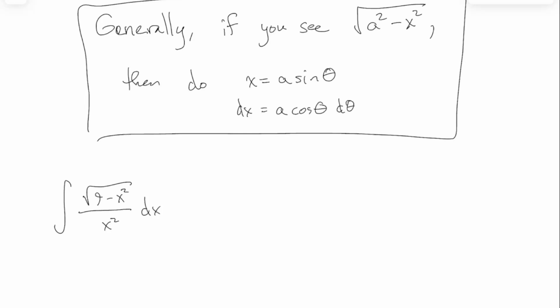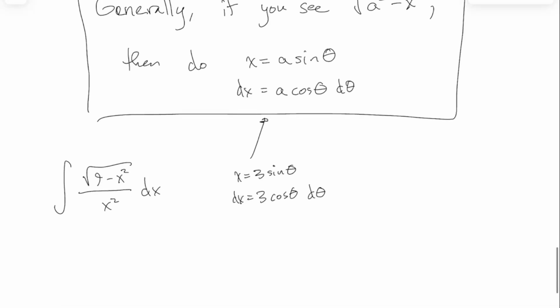3, yeah. I see 9 there. I want it to look like a squared, so I'm going to do this here. x equals 3 sine theta. dx equals 3 cosine theta d theta. Now there's also an x squared on the bottom. I don't know what's going to happen with that, but hopefully everything will work out fine. All right. So these are my x and my dx.